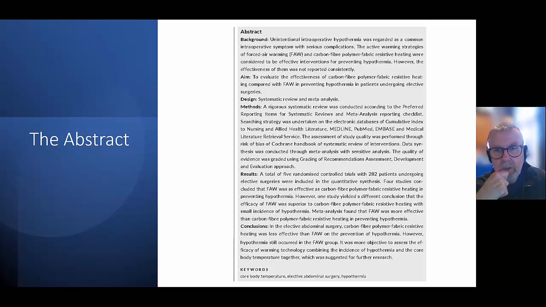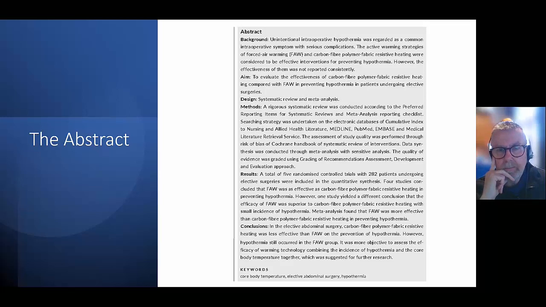Here we can see the research area, which, as I have said, is comparing warming strategies used during operations to address hypothermia. The aim of this systematic review, therefore, is to evaluate the comparative effectiveness between 2 approaches, what is known as the forced air warming, or FAW approach, and the carbon fibre polymer fabric heating approach, later in the paper called CFH for short.